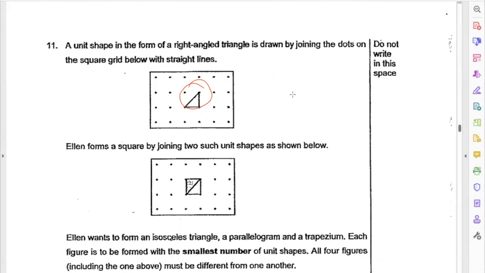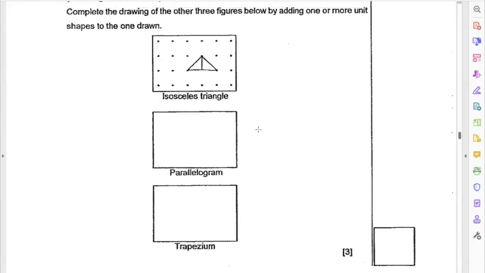All right. Let's continue. So they want a parallelogram. A parallelogram will be like this. One of these triangles here has to add on to what you have already drawn, plus one more. So this will be a parallelogram. Okay, let's continue. Trapezium. Originally there was this and this, right? Trapezium is very easy. You just draw one more triangle here. That will be a trapezium. Okay, that's all. Let's continue with the next question.